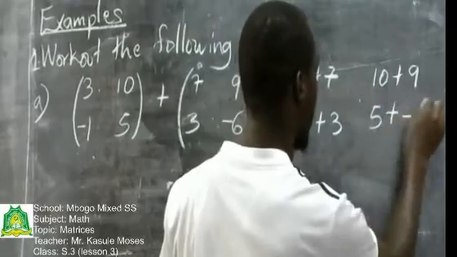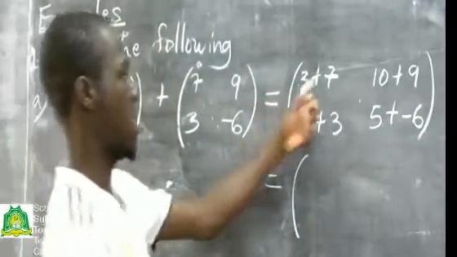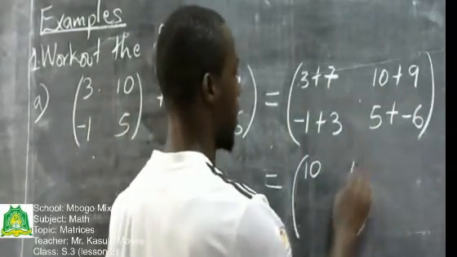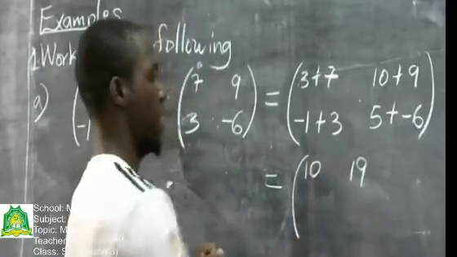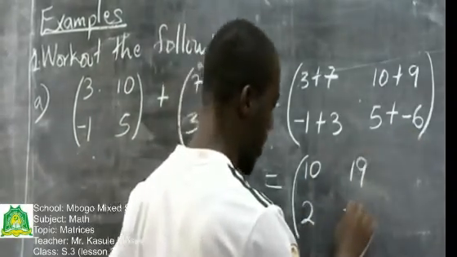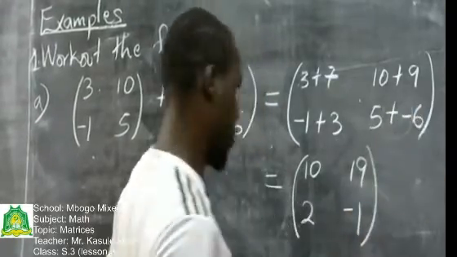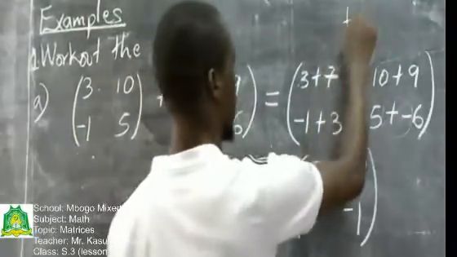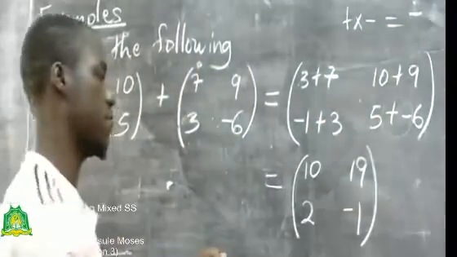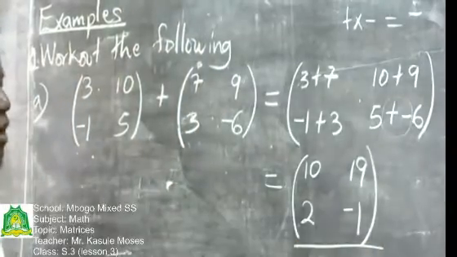5 plus negative 6. Now, when I add 3 to 7, I get 10. Here I get 19. Here I get positive 2. Then here I get negative 1. The resultant sign here, positive and a negative, is going to be a negative. That's why we are getting negative 1.